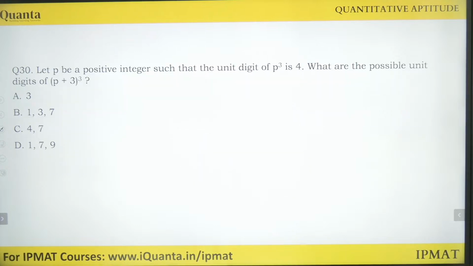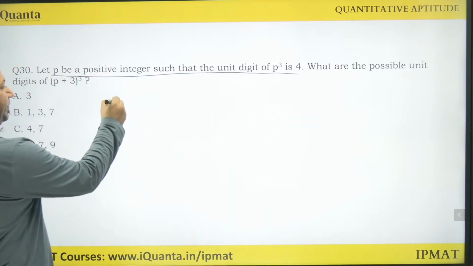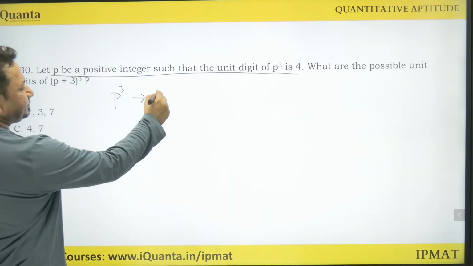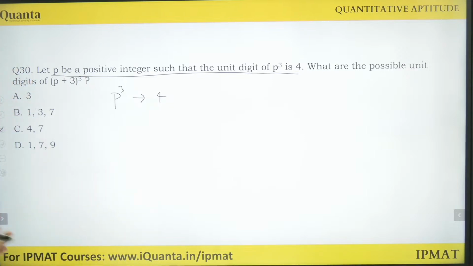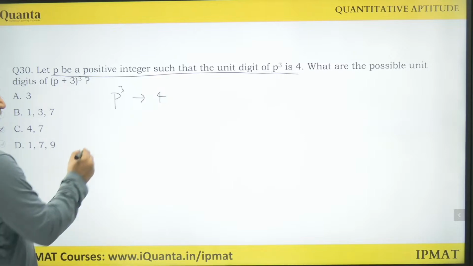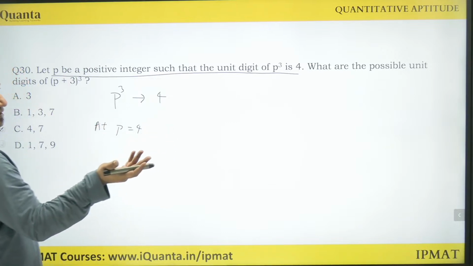Let us do this one. Let P be a positive integer such that the unit digit of P cube is 4. When is that possible? At P equal to 1? Not really, because 1 cube is 1. At 2? 2 cube is 8, no. 3 cube is 27, the end is 7. 4 cube is 64. So at P equal to 4, we can get the unit digit of P cube as 4.